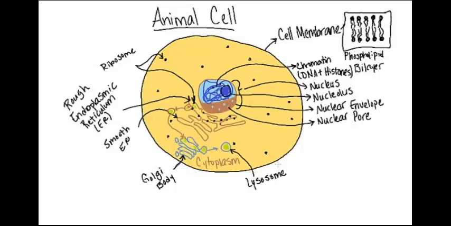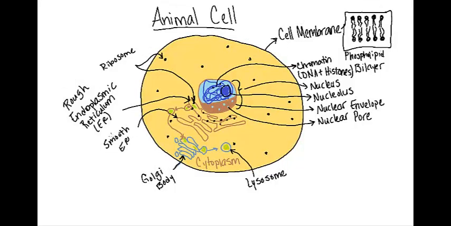Now, to make sure I'm absolutely clear about this, a lysosome is found only in animal cells. These are not found in plant cells. They are made with two membranes. They contain digestive enzymes that are produced in the rough endoplasmic reticulum and are repackaged by the Golgi body. These are used to break down unwanted materials in an animal cell only.